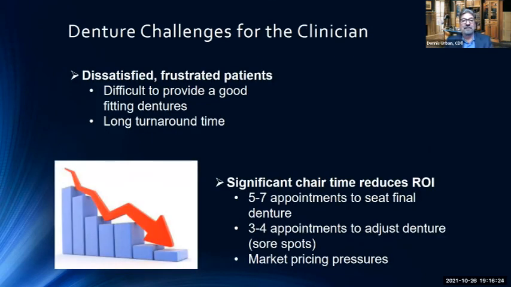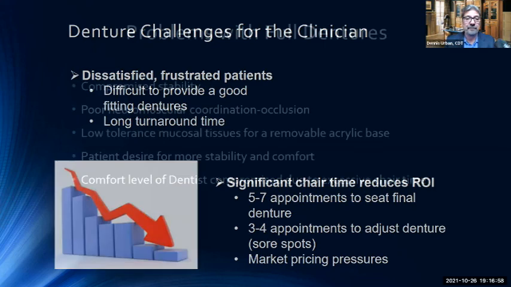Some of the denture challenges for the clinician are dissatisfied, frustrated patients, difficulty providing a good fitting denture, and long turnaround time. If things aren't done correctly from the onset, you have a lot of resets, a lot of chair time, a lot of operatory time. And after all that time has elapsed, how much money are you really making, and how happy is the patient? Significant chair time reduces your return on investment, as you all know. It takes 5 to 7 appointments to see the final denture, on average 5 appointments, and sometimes 3 to 4 more appointments to adjust dentures for sore spots. And then there are marketing price pressures also.